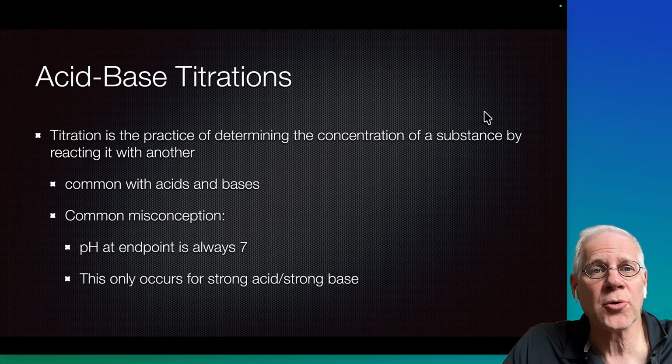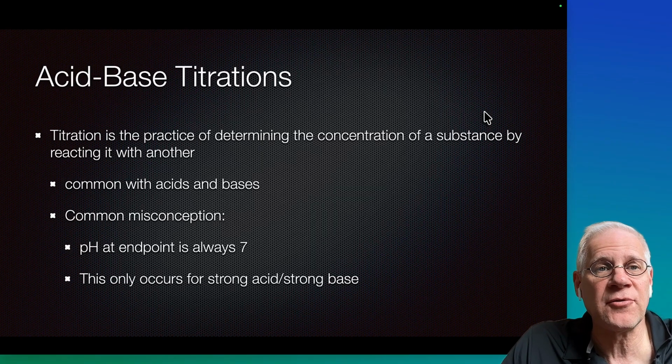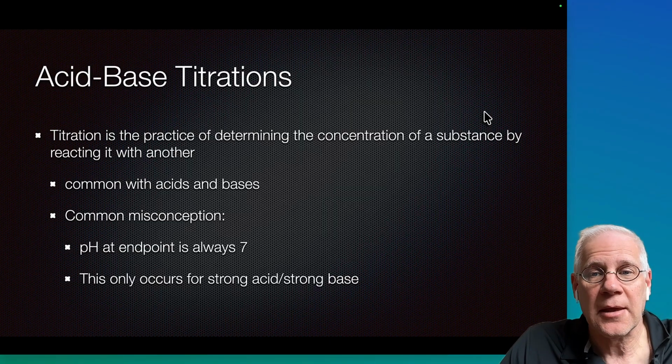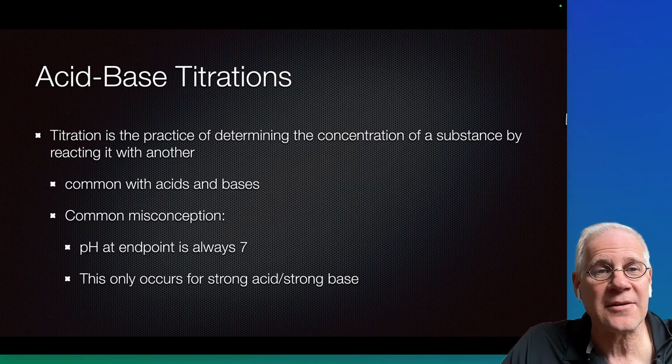So the only time that you are going to get a pH of 7 is if you have a strong acid being titrated with a strong base or vice versa. If you have a weak acid or a weak base involved, pretty much guaranteed that you will not have a pH that is equal to 7 at the endpoint.